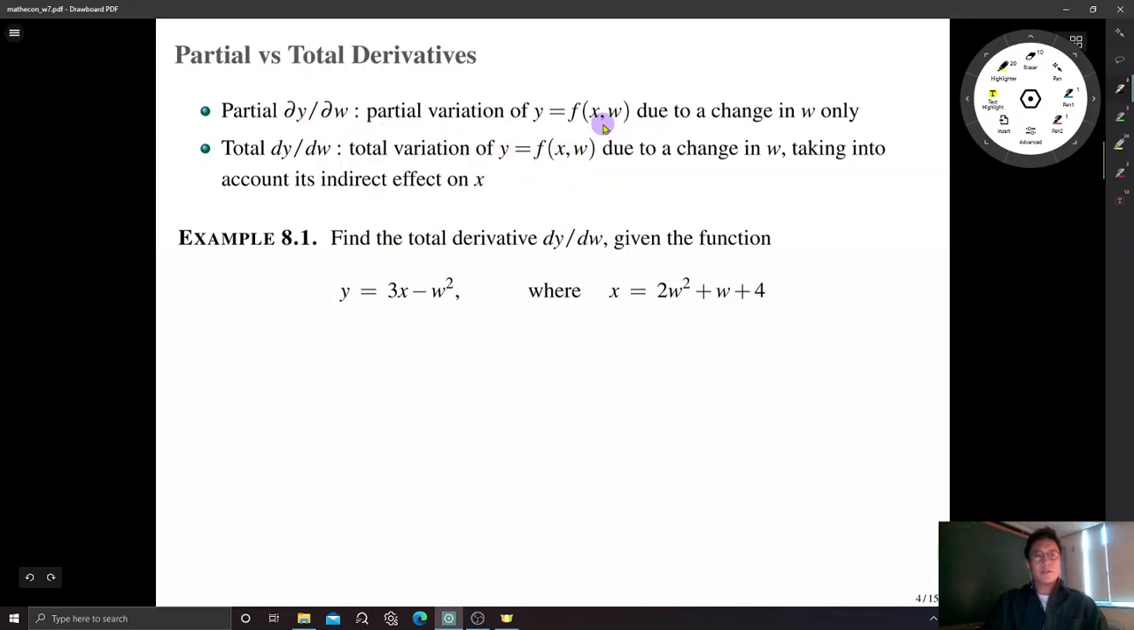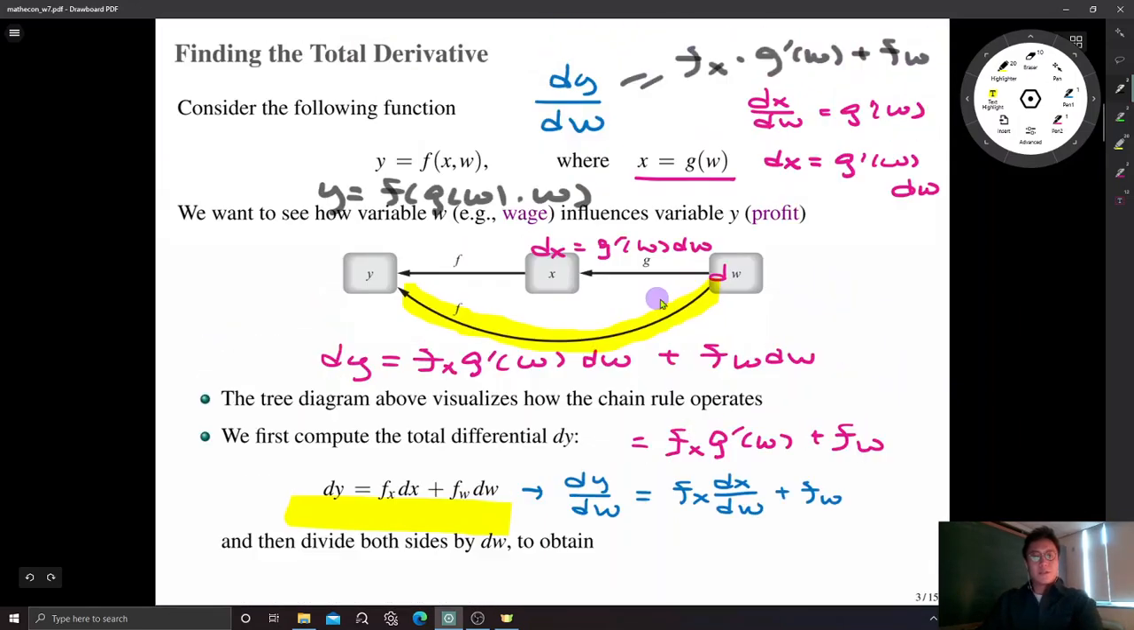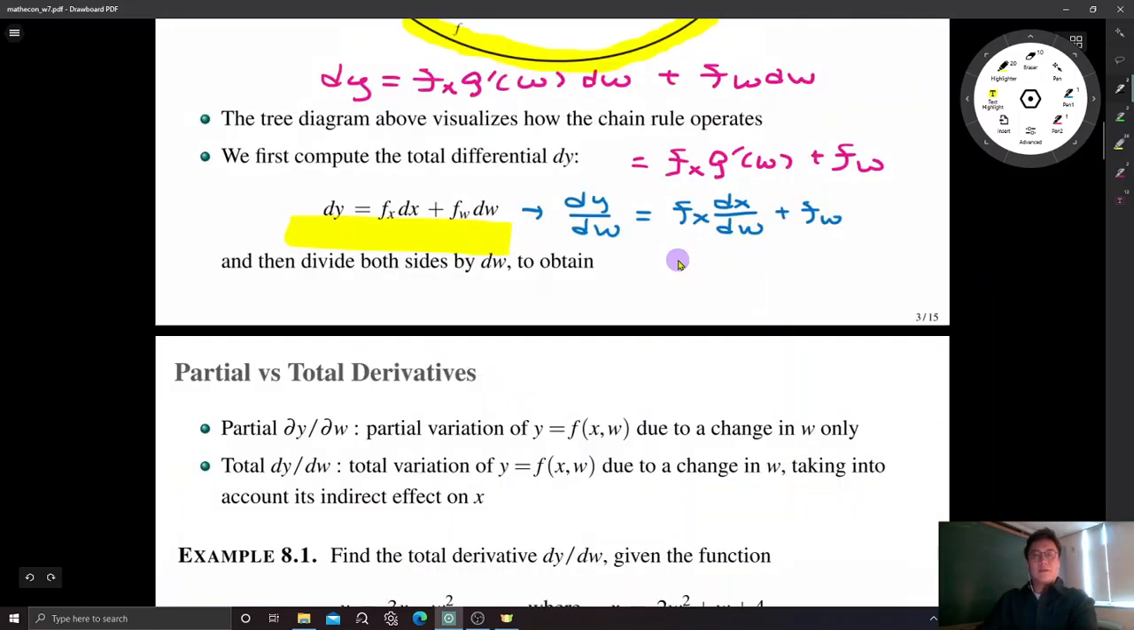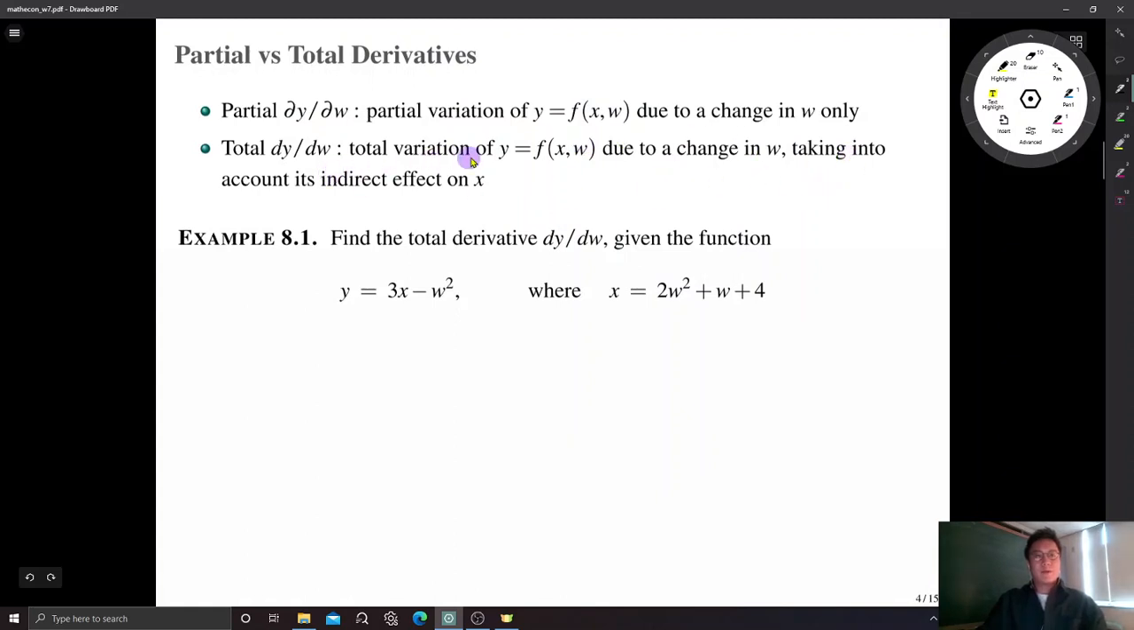All right. So the difference between partial and total is now evident, very straightforward. Partial with respect to w considers only this effect, right? But the total derivative considers both the direct effect and the indirect effect. So it is the total variation of y due to a change in w, taking into account its direct effect on x. All right, so now let me do this example to illustrate how to find the total derivative.